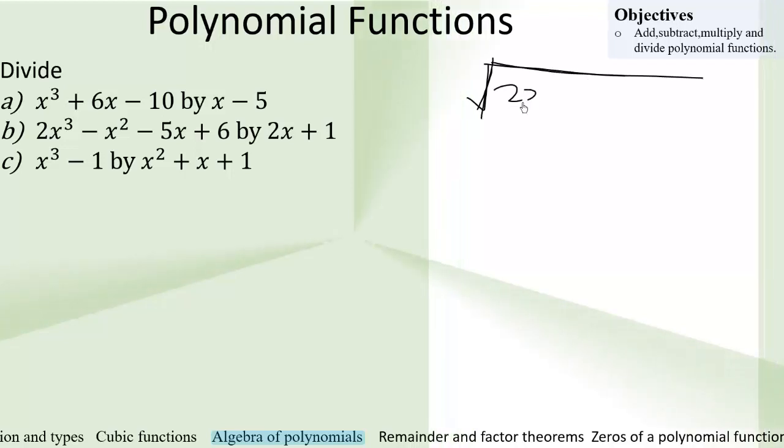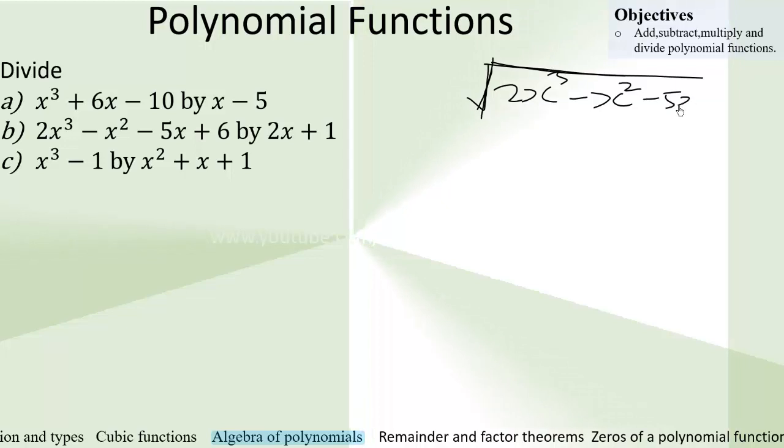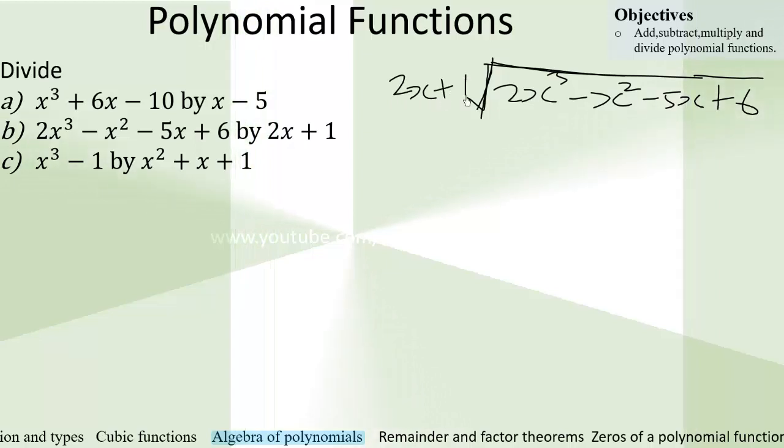So 2x cubed inside, minus x squared, minus 5x. So there's no missing degree of x. So we have all of them. So the divisor is 2x plus 1. So divide this by this.